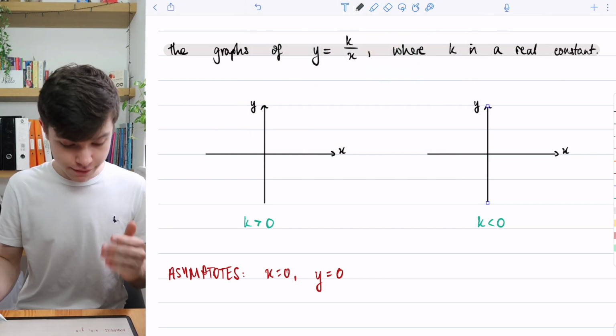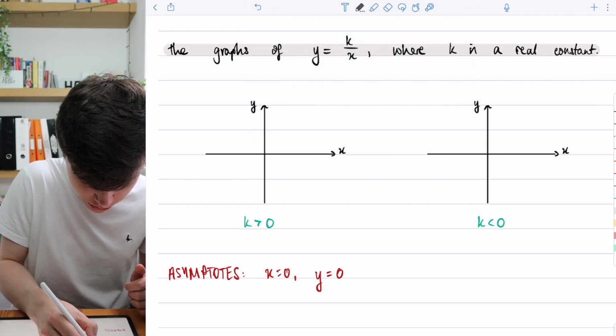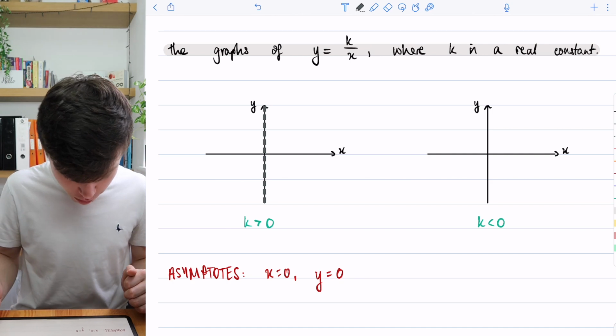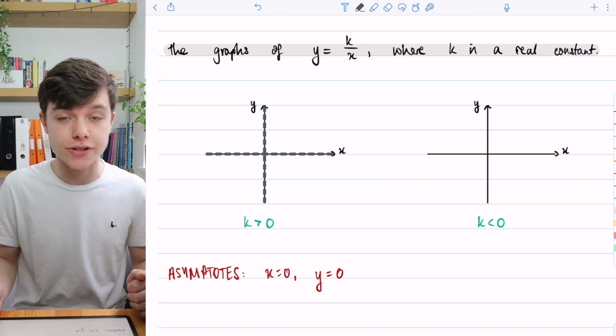So x is equal to 0 is the y-axis. Let's make sure it's dashed, because that's how we usually draw asymptotes. So there's our first asymptote. And then y is equal to 0 is along the x-axis. So there's our second, okay?